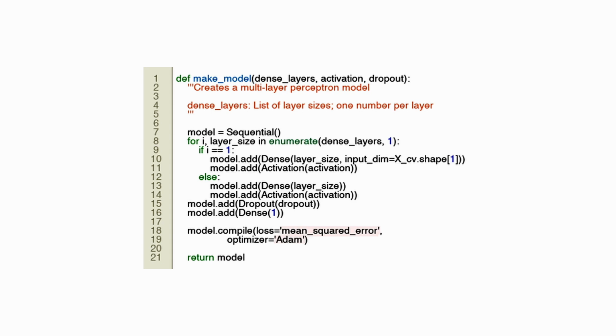The first layer is special because it needs the input size. For the rest of the layers, it adds them with the specified activation function and a dropout layer after each. An output layer is added at the end. The model uses the Adam optimizer and is set up to minimize mean-squared error. Once compiled, the model is ready to be used and is returned by the function.